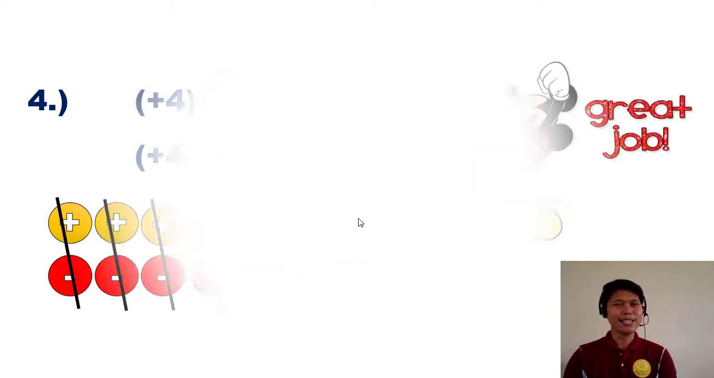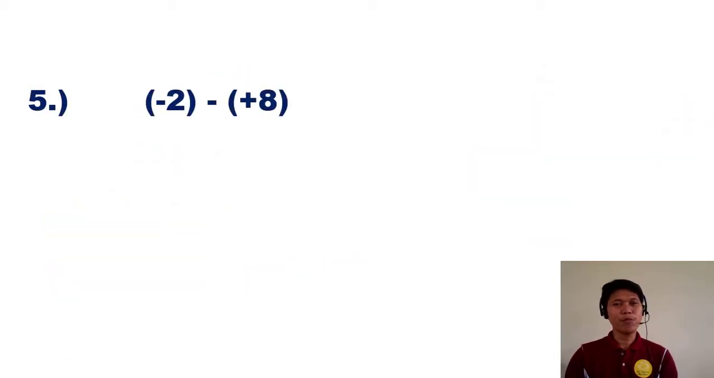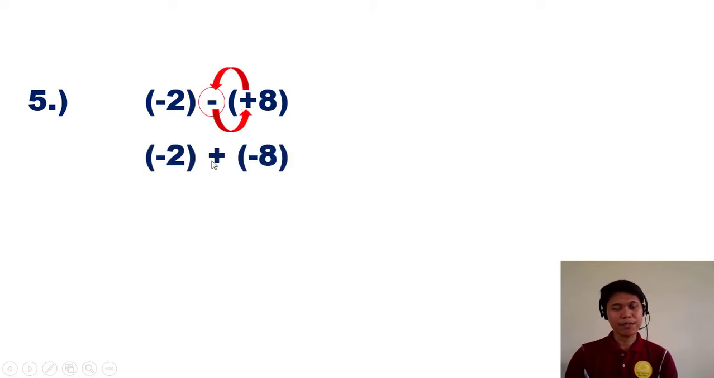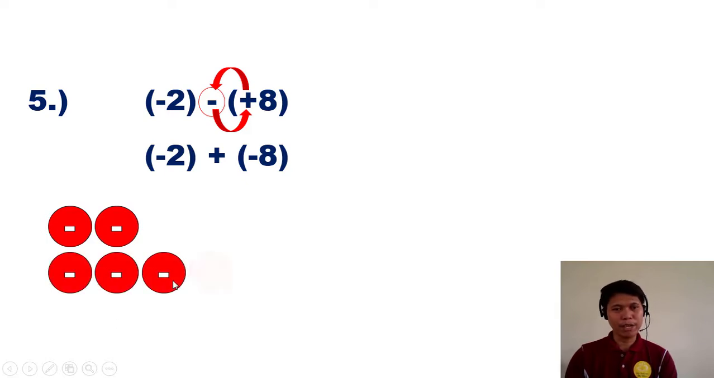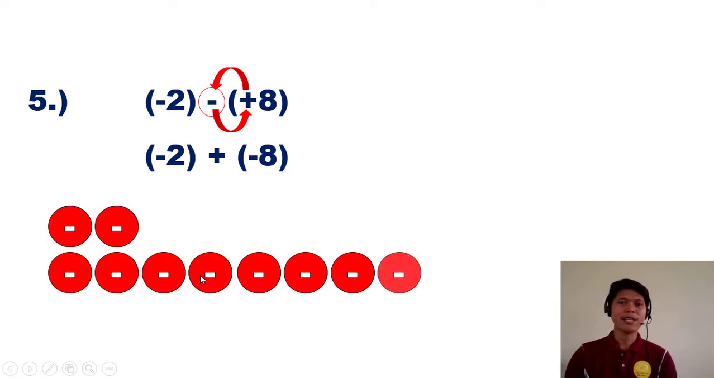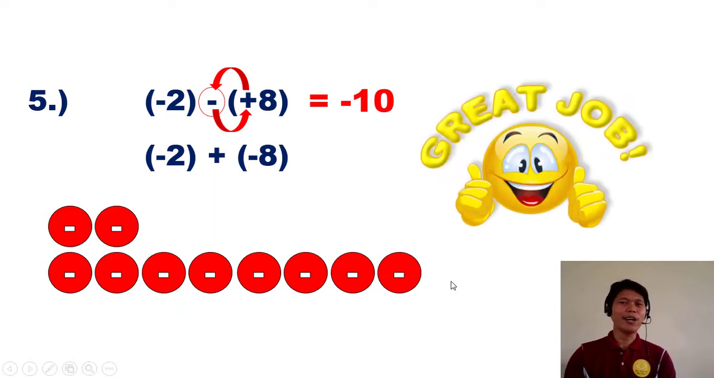Okay. And the last number, negative 2 minus positive 8. Go. Sorry. Okay, so I'll reveal the answer. We interchange, so it becomes negative 2 plus negative 8. 2, 3, 4, 5, 6, 7, 8. So a total of negative 10. Okay, I hope that you got all correct answers.